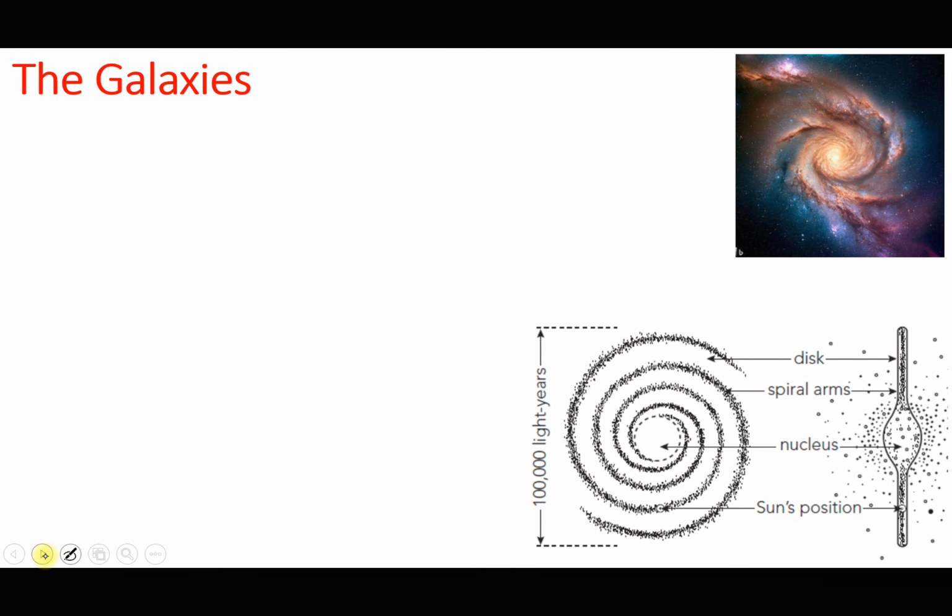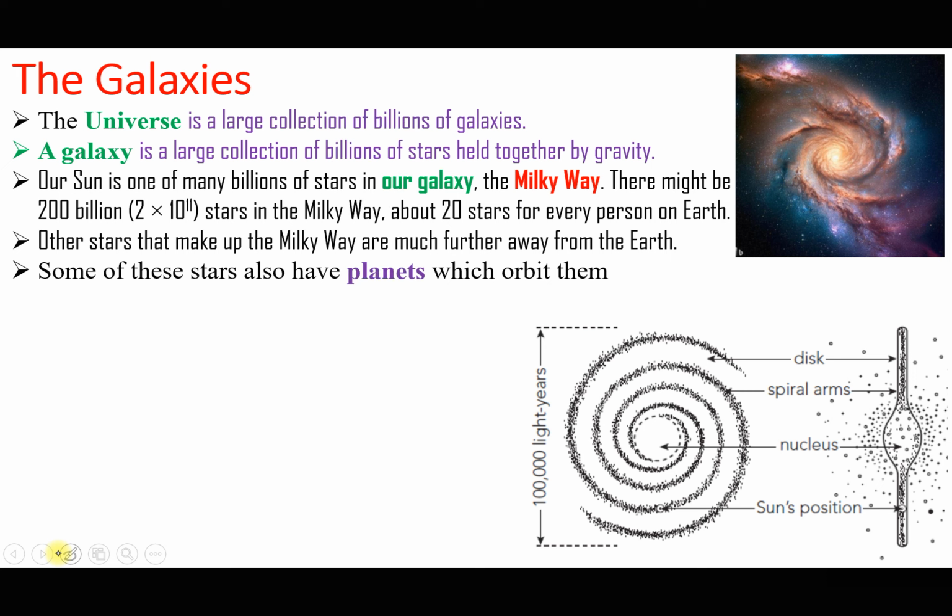Let's talk about the galaxies. Remember, we are talking about stars and galaxies. So we have defined another unit to be used for very large astronomical distances, which I have called the light year. Let's briefly talk about the galaxies. The universe is a large collection of billions of galaxies. So the universe is made up of billions of galaxies.